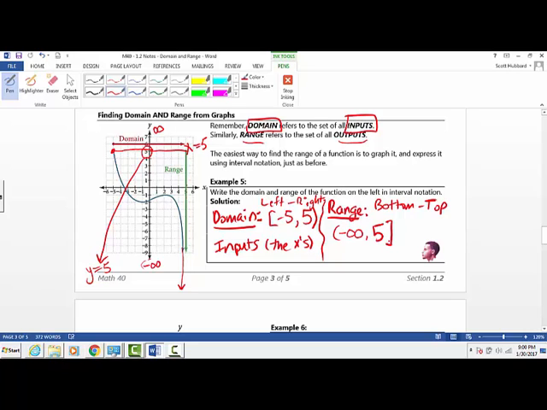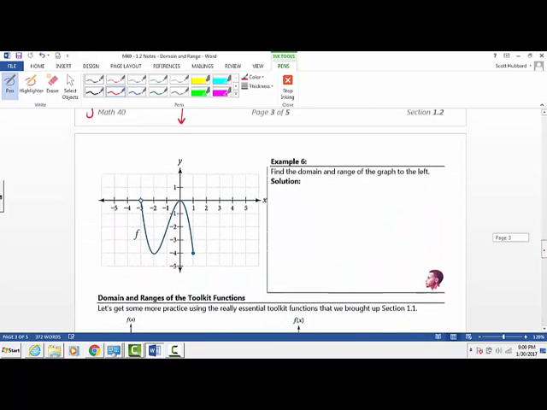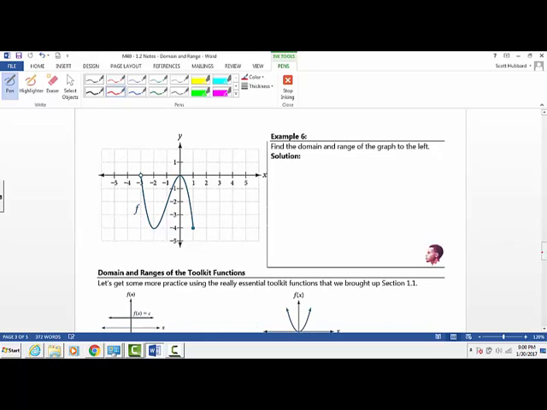Okay? So the way I would read this is that the y values, or the outputs of this graph, go from negative infinity, so all the way down, all the way up to the number 5, which is right here. This is the y value of number 5, and it includes it. Okay. So I want you to take a look at this graph, pause the video, and try to write the domain and range. And I'll come back and I'll have the answer here.